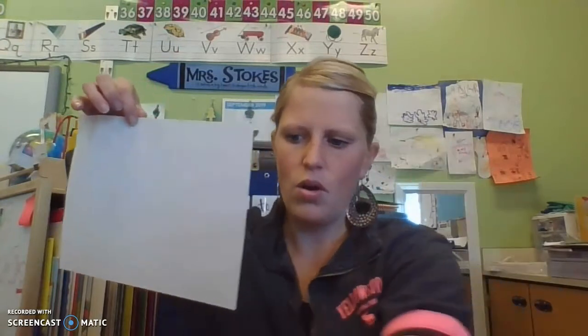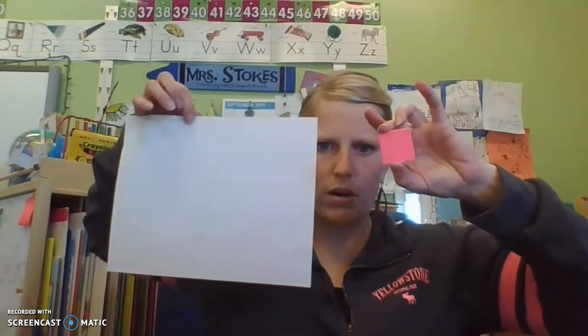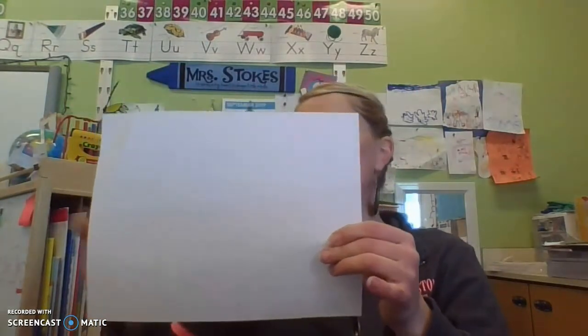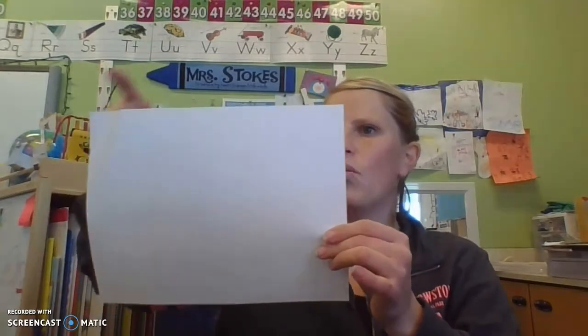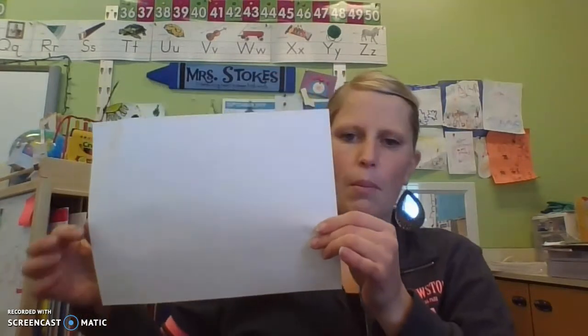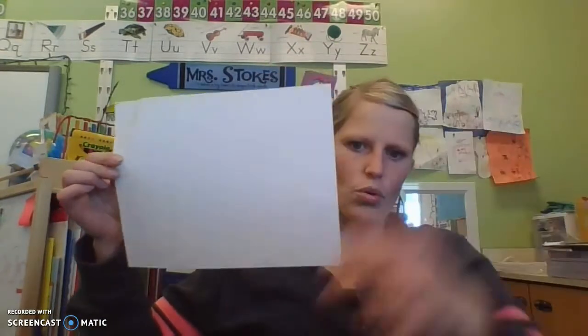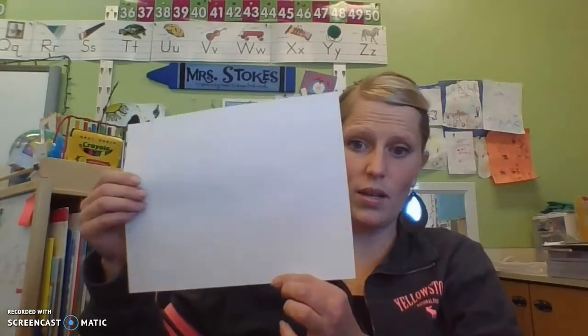Okay, so let's look at this shape. Is it a square? Is it a rectangle, or is it a square? Let's answer the questions. How many sides does it have? 1, 2, 3, 4. It has 4 sides. How many vertices? 1, 2, 3, 4. But now let's look at the sides. I see that it has 2 short sides and 2 long sides, so it is a rectangle.